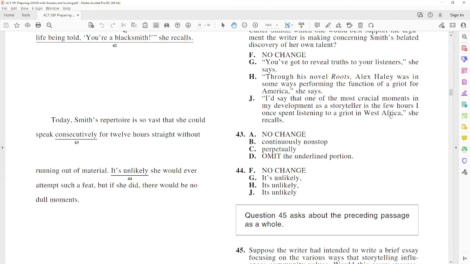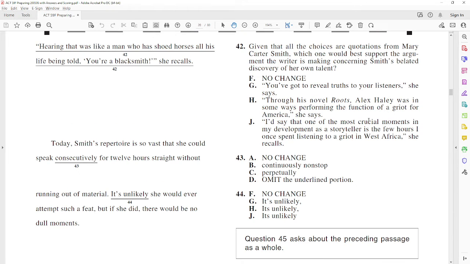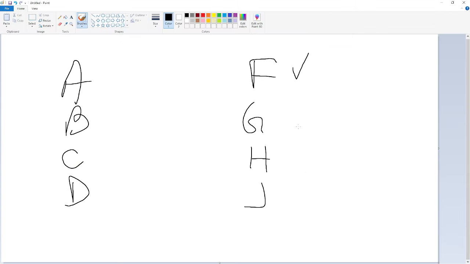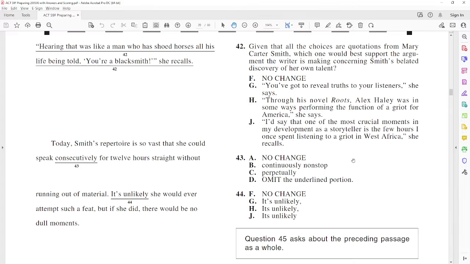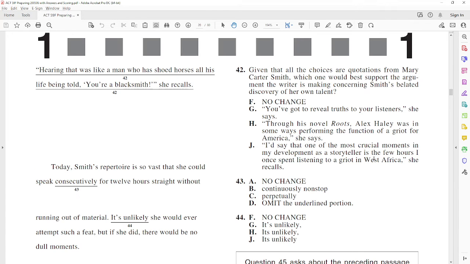H is not. J, I'd say that one of the most crucial moments in my development as a storyteller is a few hours I once spent listening to a griot, she recalls. Well, spending time listening to a griot is not a revelation concerning a belated discovery of your own talent. Listening to a griot is appreciating the talent of someone else. So G is out, H is out, J is out. We're left with F. Yes, a man who has shoed horses all his life being told you're a blacksmith.